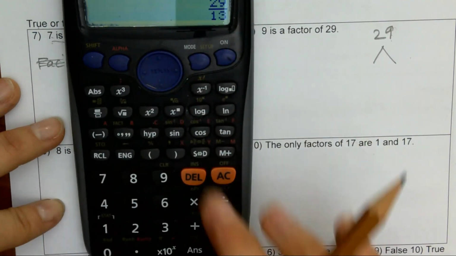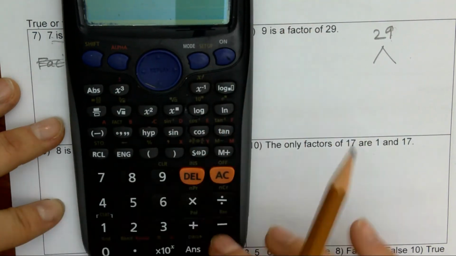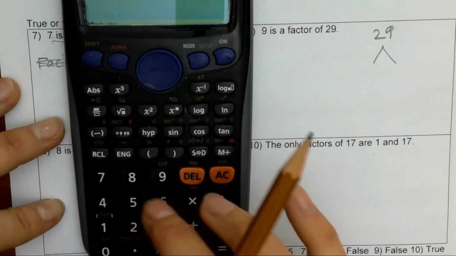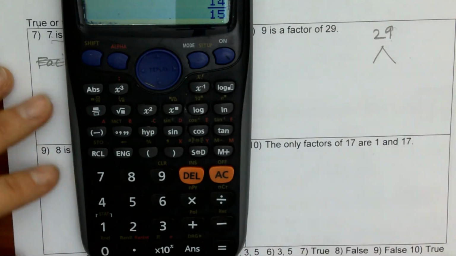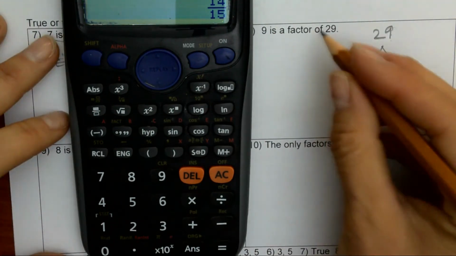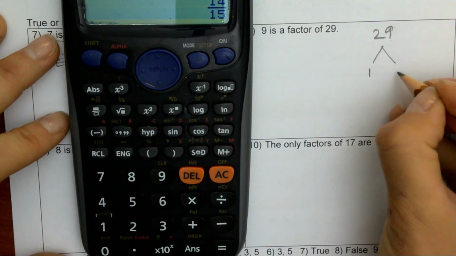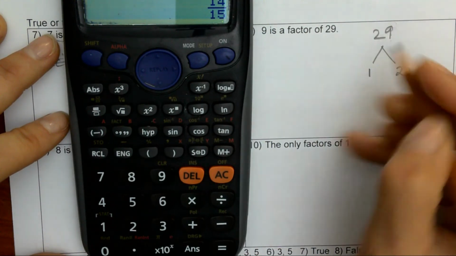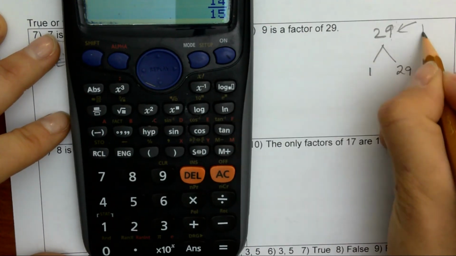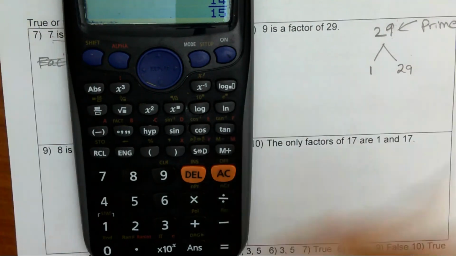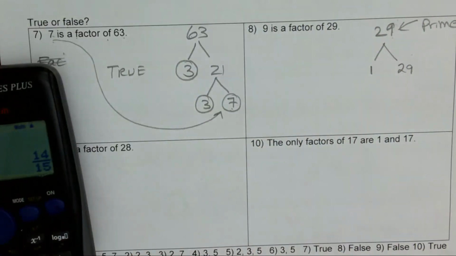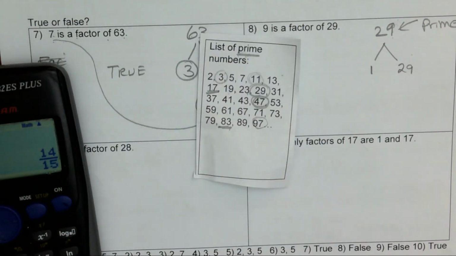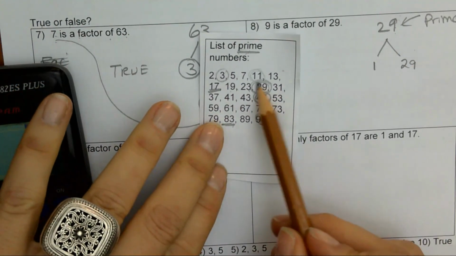13? 14, 15. I could keep going and nothing works. So if I look, nothing will work. So the only factors of 29 are 1 and 29 because it's a prime. This is a prime number. And if you check the little list of prime numbers I gave you, 29 is a prime number.